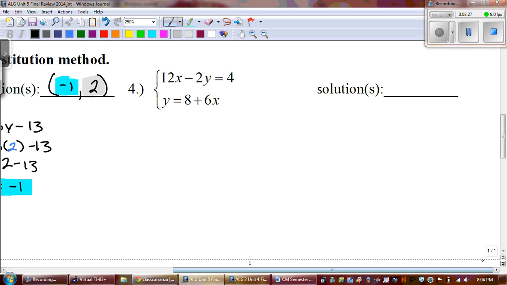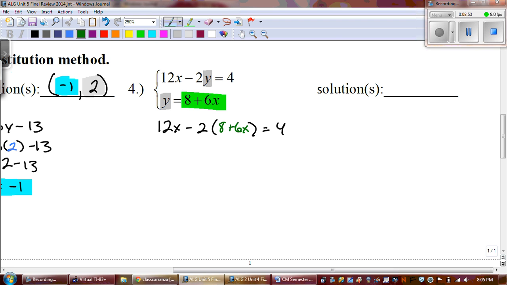All right, let's move on to number 4. Once again, substitution. This time the y is by itself. There's our y. And we're going to plug in everything here, 8 plus 6x. Okay? So 12x minus 2 equals 4. And we're plugging in the 8 plus 6x.